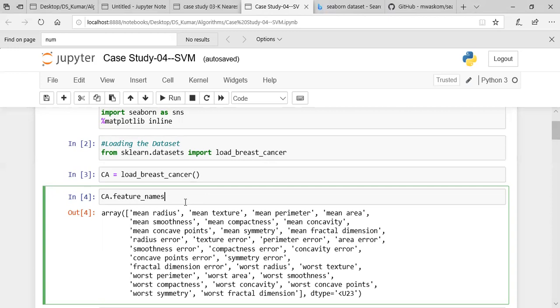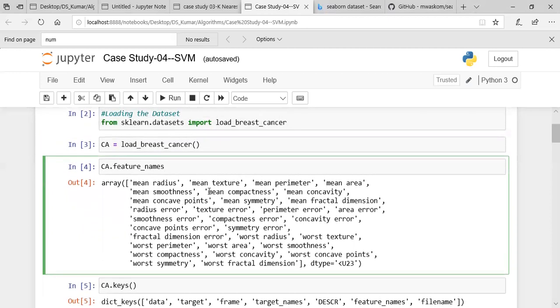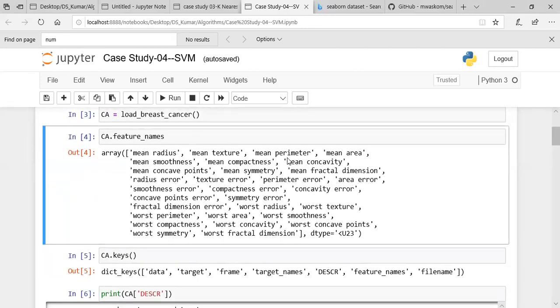Similarly, suppose you want to extract some feature names. What do you mean by feature, friends? Here, the X is independent. All your X values. That means whatever the lump or piece they are testing, they can see the mean radius, mean texture, and all the perimeter. So all these are nothing but the feature names, friends.